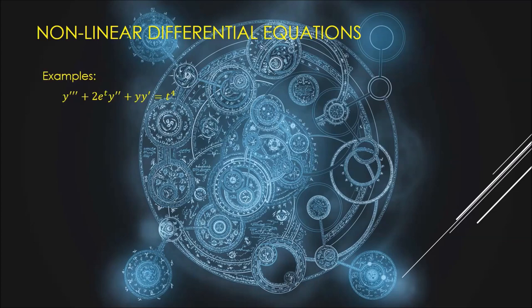These are examples of nonlinear differential equations. Observe that our first example is nonlinear because of the term y y prime, or the product of y and its derivative. Our second and third examples are nonlinear because of the term xy. In this case, the variables x and y are dependent on the variable t, so they are dependent variables. And we can also say that these examples are parametric equations.